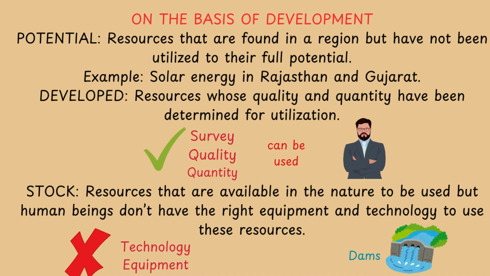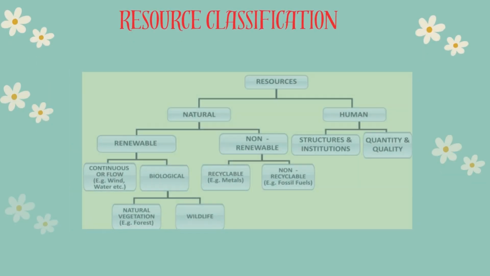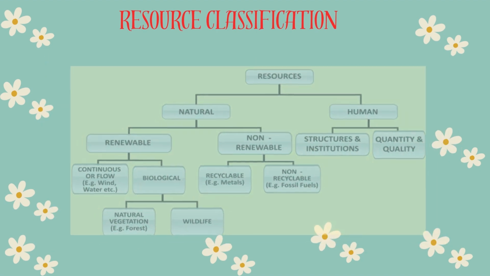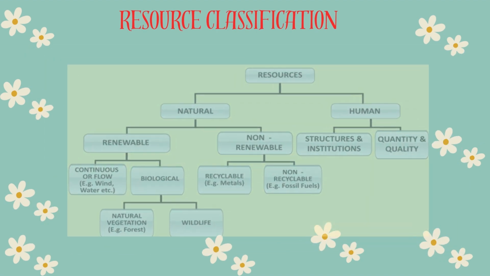And second one, developed resources. The resources whose quality and quantity have been determined for utilization through survey, and that can be used for making the good, are called developed resources. For example, now we are using coal for electricity. That is the best example of a developed resource, and we are somewhere using solar energy also.